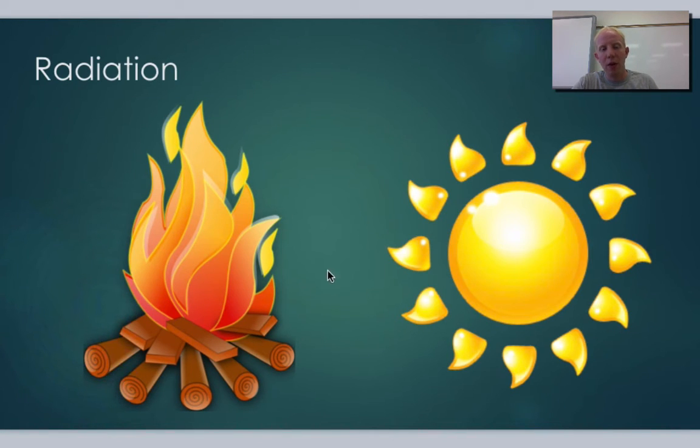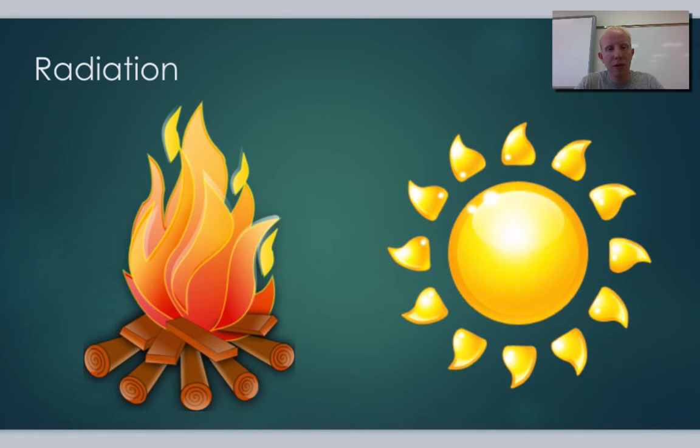Radiation is how we feel heat from sources of light, like a campfire or the sun. There's also some convection that happens with a campfire as well, but usually most of the heat you feel is from the radiation from the campfire. And again, the sun keeps the earth warm. That's a very important type of radiation, that light being absorbed.